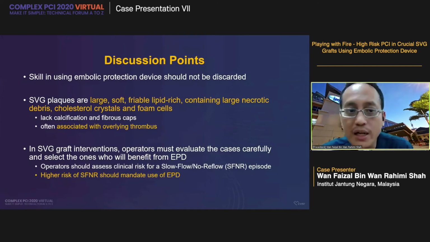And as we know, the plaques of venous graft are very large, soft, and friable, with a lot of crystals and foam cells. And because they lack fibrous caps, they tend to embolize. They tend to have overlying thrombus. So operators, I believe, should evaluate the risk of slow flow, no reflow in this kind of case, mainly because of the plaque composition, and the higher risk should mandate the use of embolic protection device.